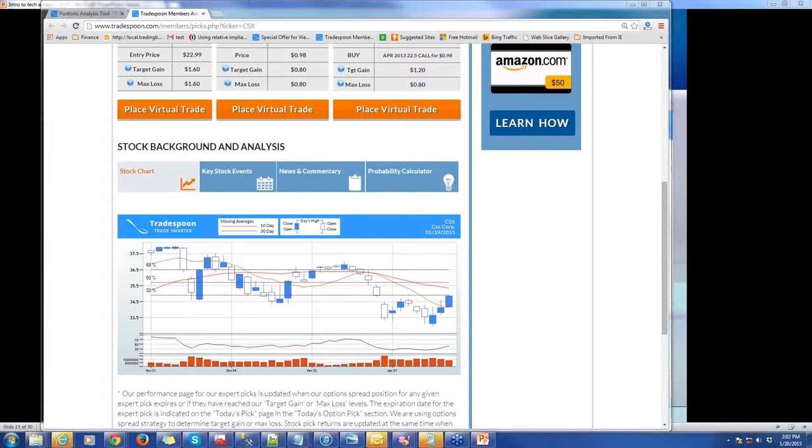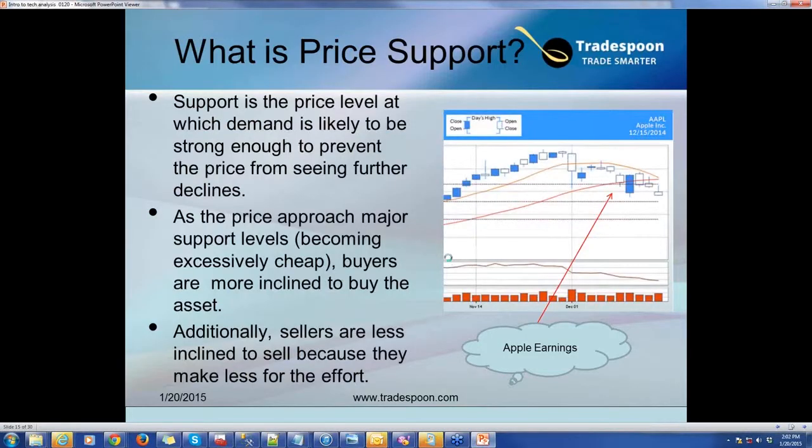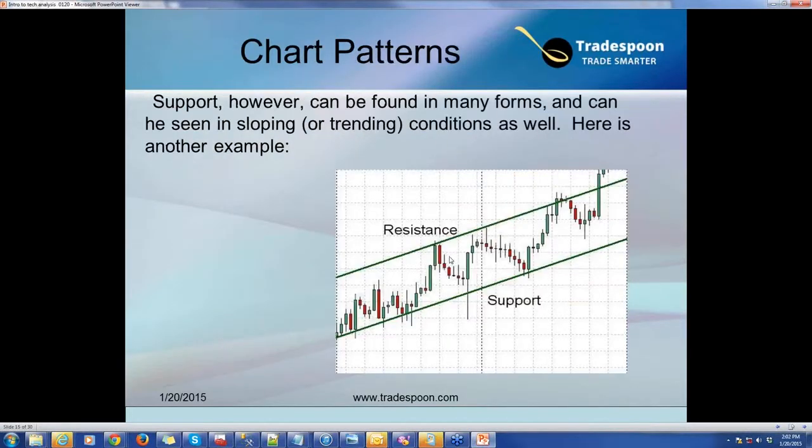Great. All right. So this is an example of price support. And price support can actually be in different forms. That's why I said it takes years of experience to look at the charts and in your head draw these lines to find the support and resistance.